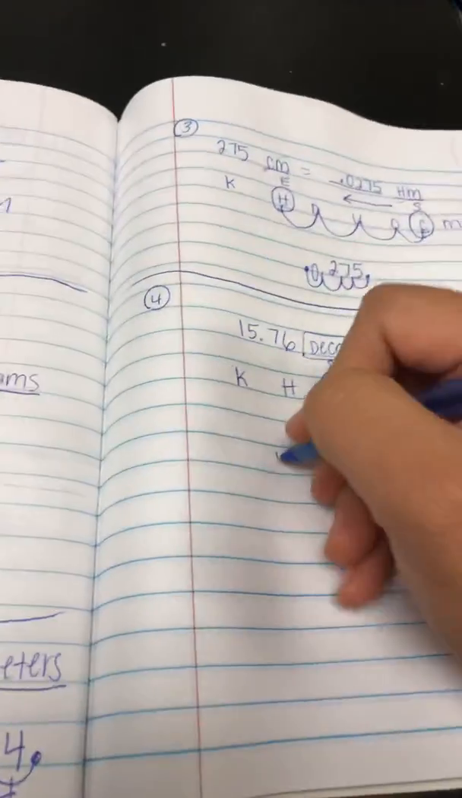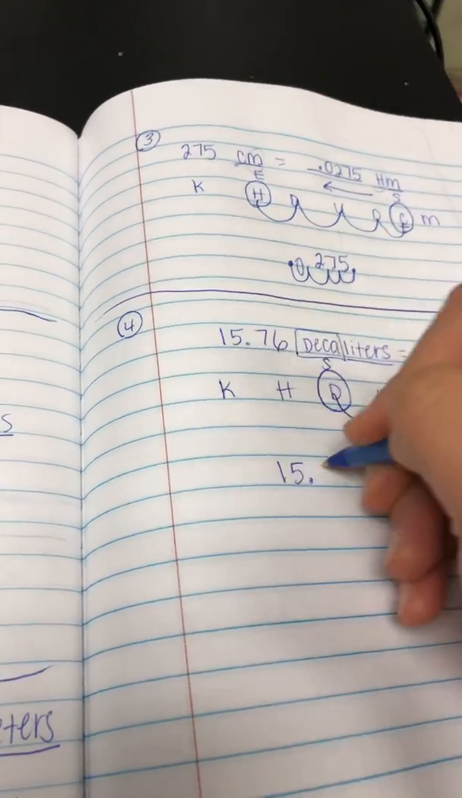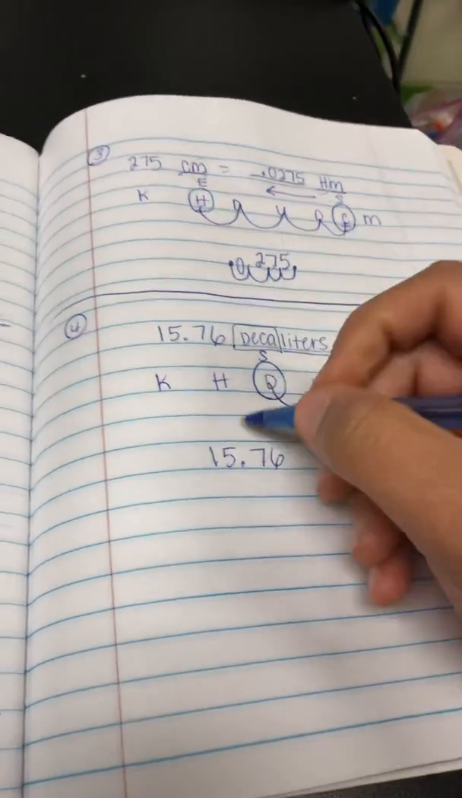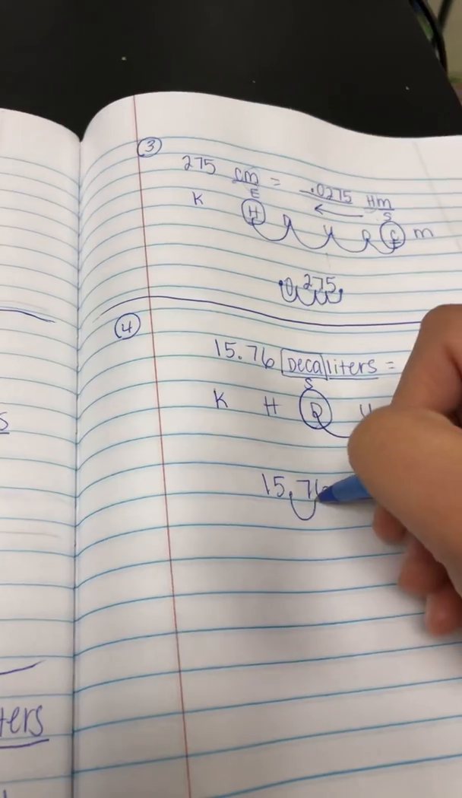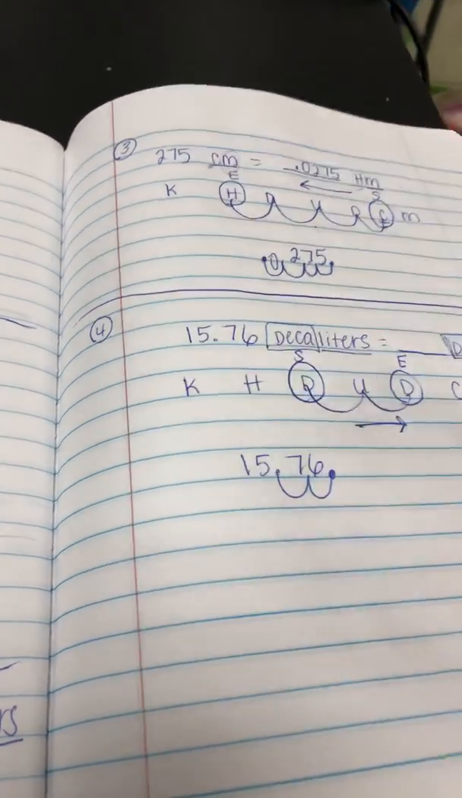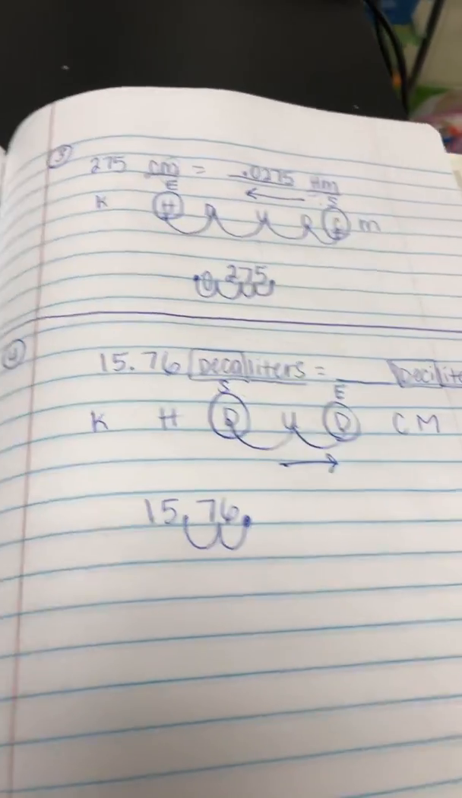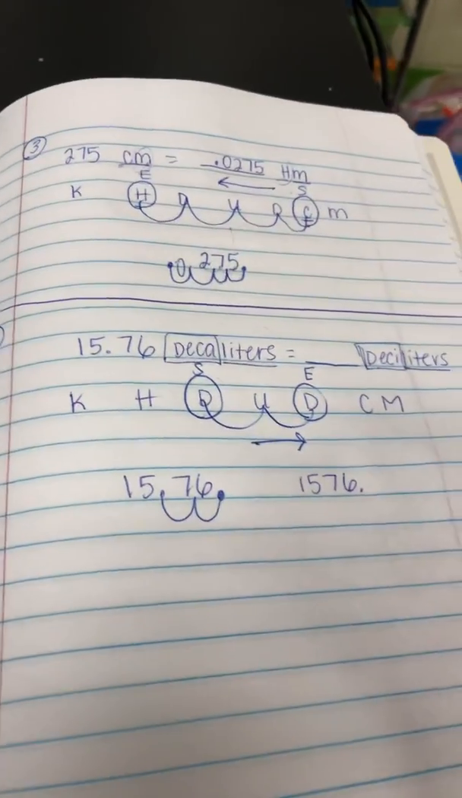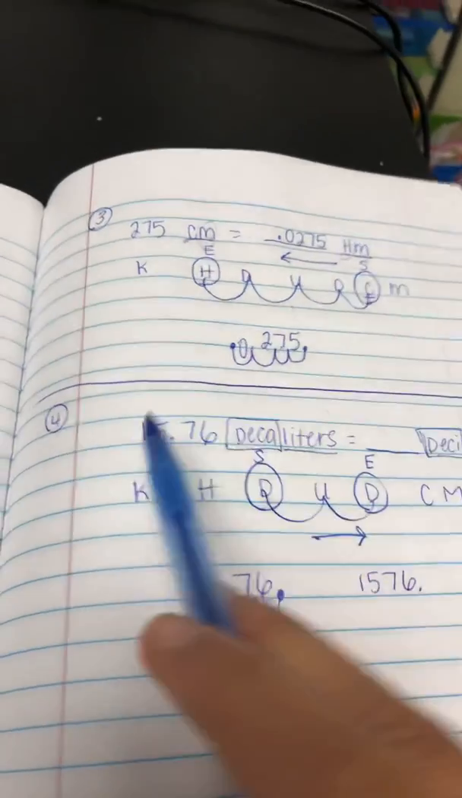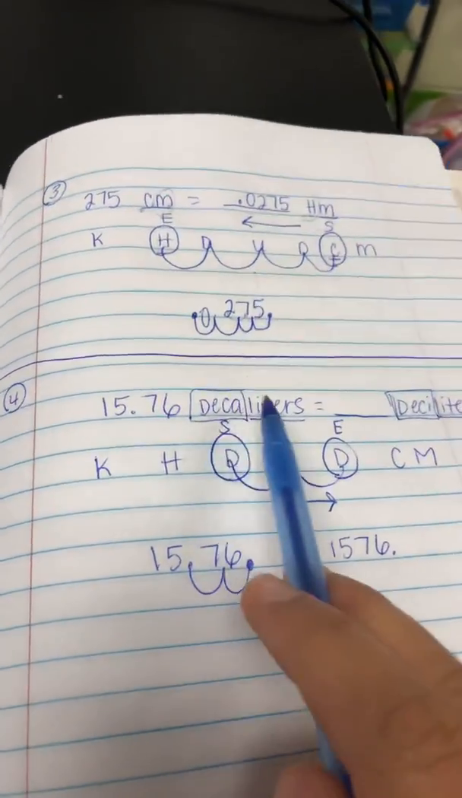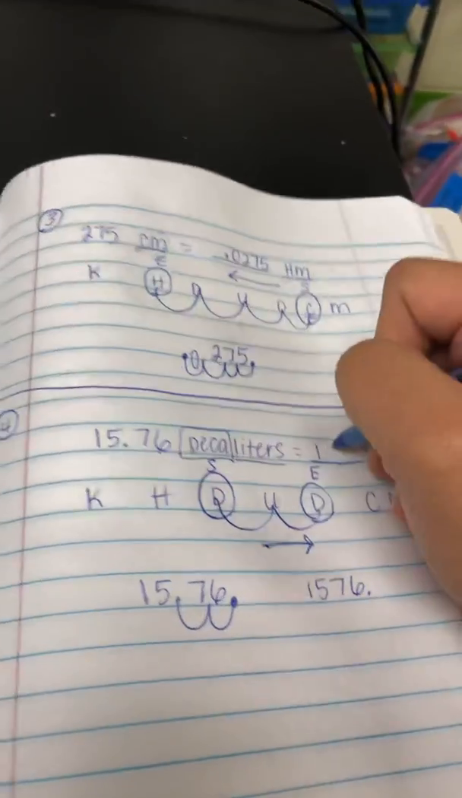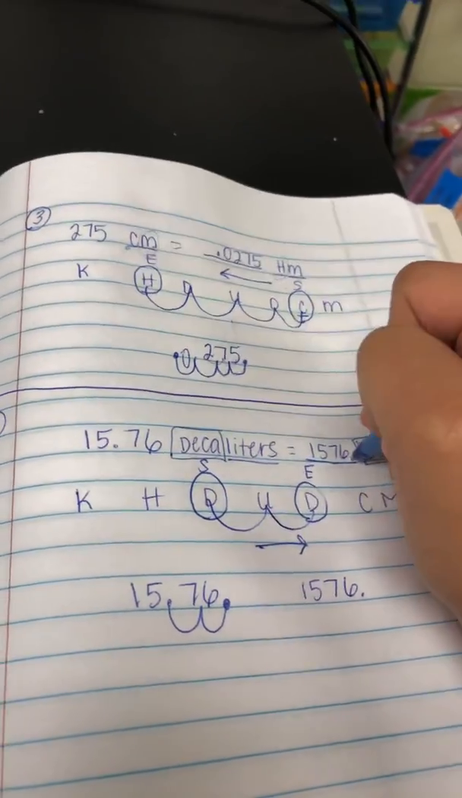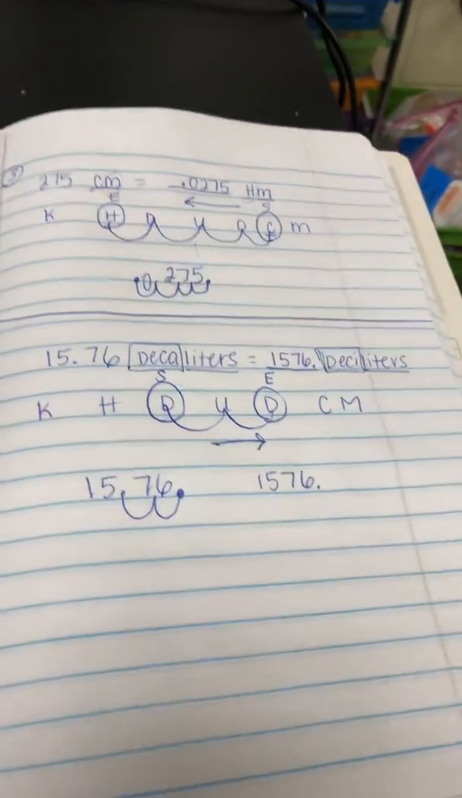So then I'm going to take my number, which was 15 and 76/100ths, and I'm going to move that decimal point 1, 2 times to the right. And it ends up right behind my 6, which is right behind my last number. That's what that's equal to. So I have 15 and 76/100th decaliters is equal to 1,576 deciliters.